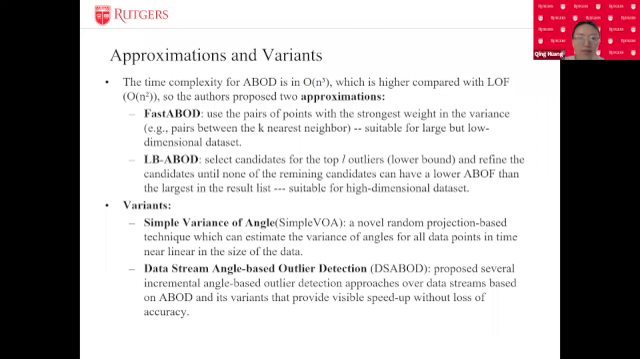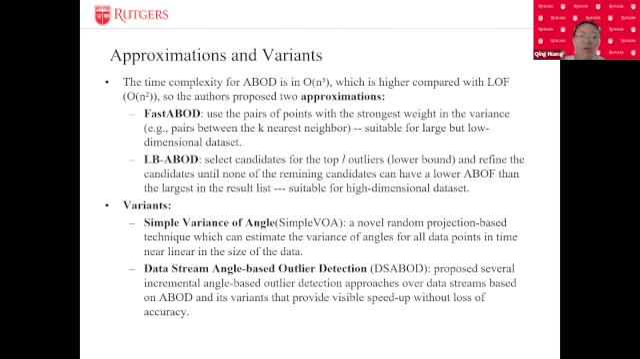To solve this problem, they also proposed 2 approximations for this algorithm. The first one is the fast ABOD, which uses the pairs of points with the strongest weight in the variance. So it's suitable for large but low-dimensional data sets. Another one is the LB-ABOD, which selects candidates for the top L outliers and refines the candidates. So this algorithm is suitable for high-dimensional data sets.